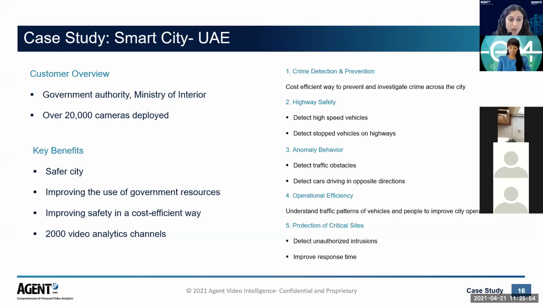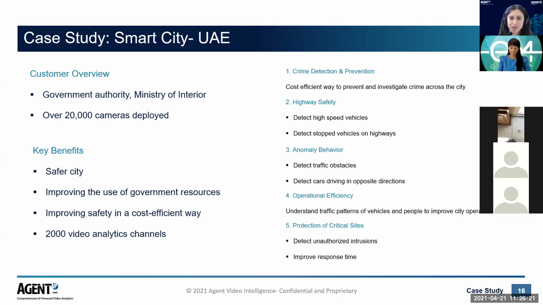Currently, there are approximately 2,000 video analytic channels running Agent VI software across the city, which is utilized in a number of ways. The first is for crime detection and prevention. The second is for highway safety. So here we're looking at things like detecting high-speed vehicles or detecting stopped vehicles on the highway where they're parked illegally or stopped illegally.